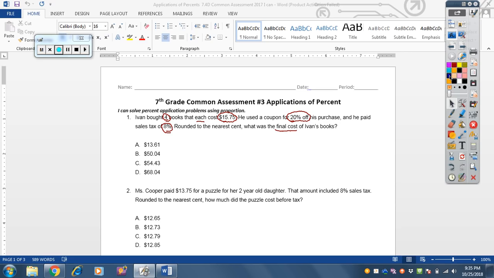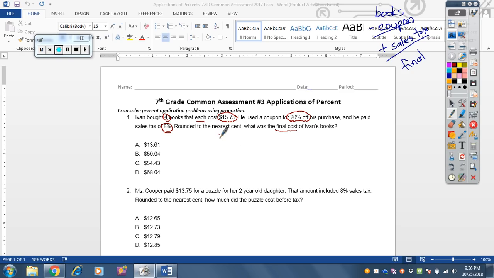So I'm going to write some stuff in blue. You don't have to copy this part. Our plan for this, we need to know how much the books cost. And then we need to subtract the amount of the coupon. And then we need to add the sales tax. And that will be the final cost. So first we need to find out how much the books are.